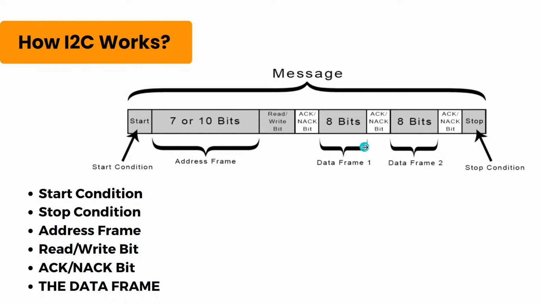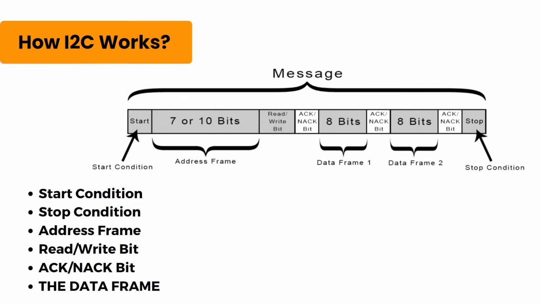Each data frame is immediately followed by an acknowledgement or no-acknowledgement bit to verify that the frame has been received successfully. The acknowledgement bit must be received by either the master or the slave, depending on who is sending the data, before the next data frame can be sent. After all of the data frames have been sent, the master can send a stop condition to the slave to halt the transmission.